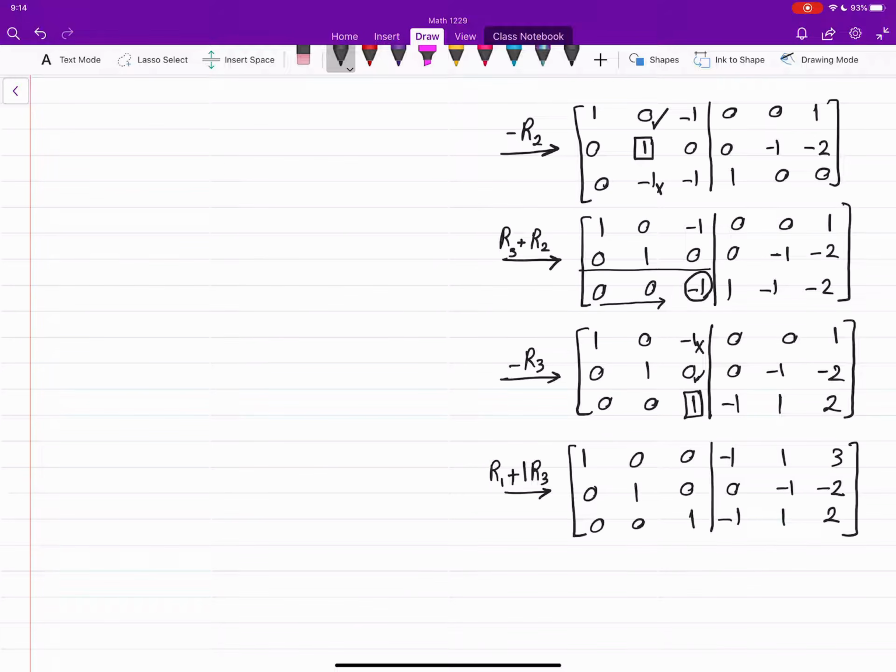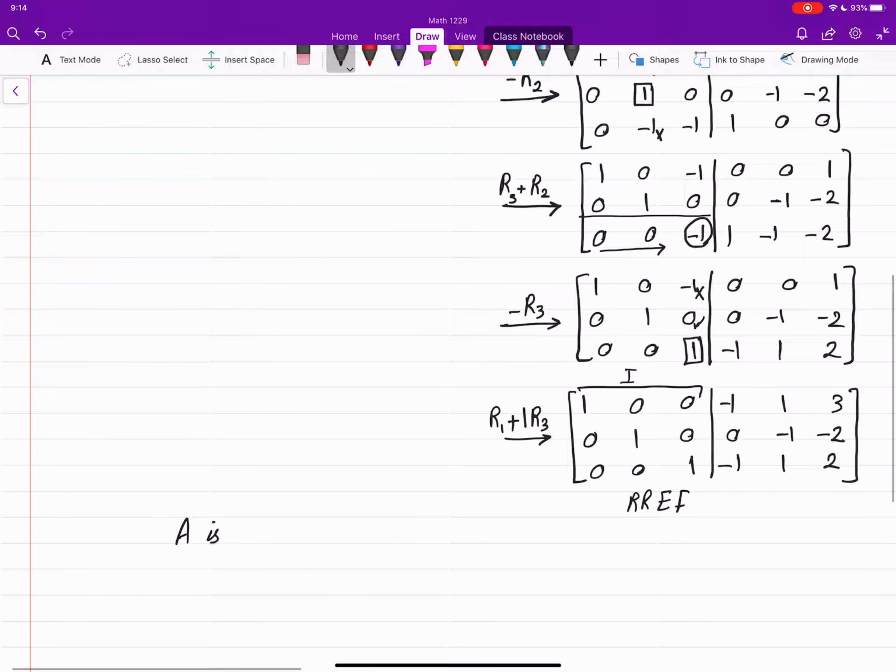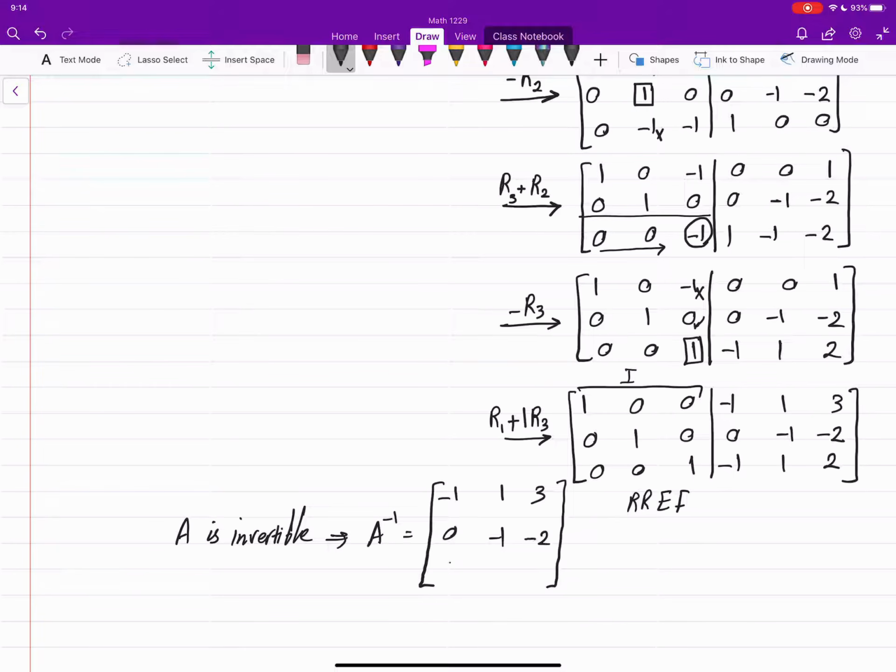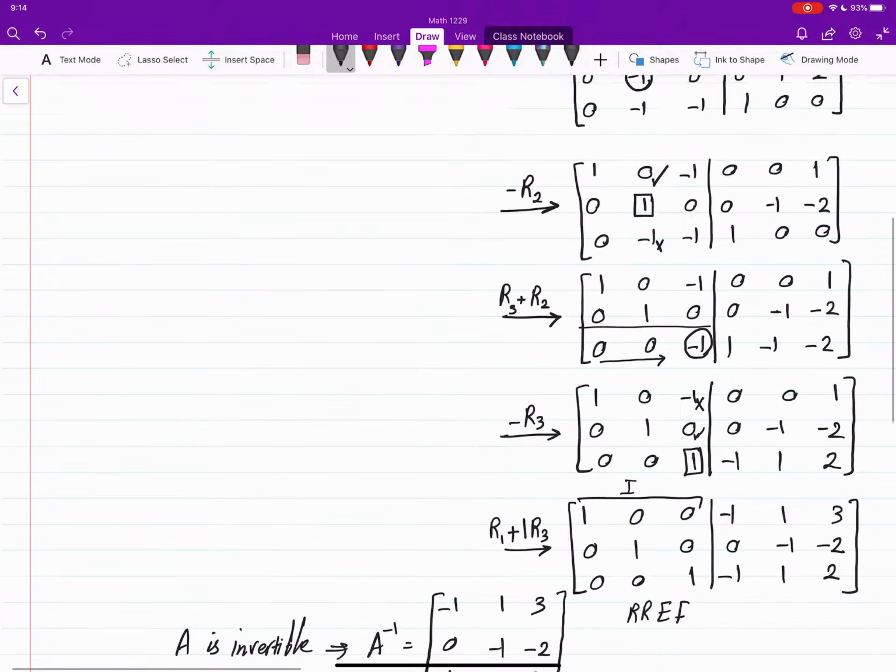Well, this is the row reduced echelon form, and as you can see, this is the identity. That means that A is invertible. And as our procedure says, the inverse of this matrix is exactly the right hand side of the augmented matrix after we turned it into row reduced echelon form. So it will be negative 1, 1, 3, 0, negative 1, negative 2, negative 1, 1, 2. So this was the first example.